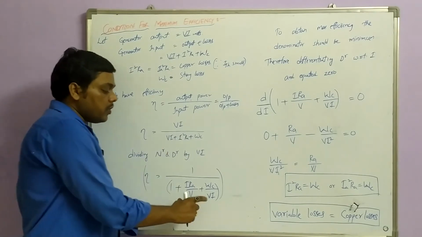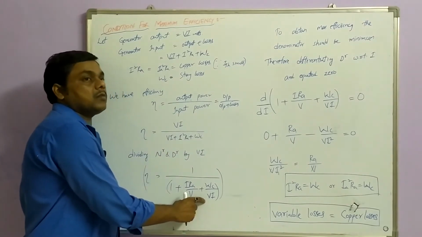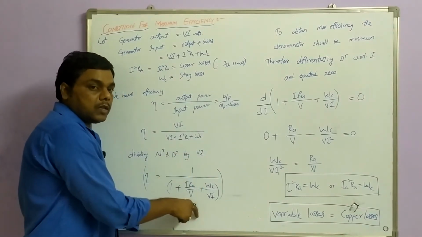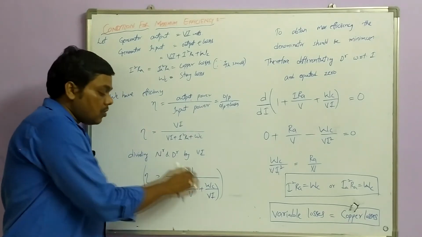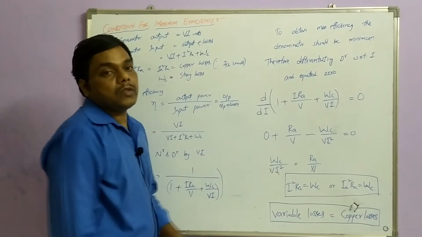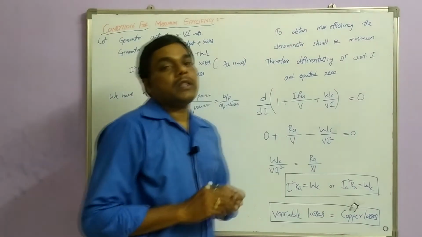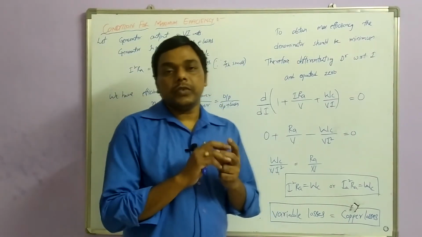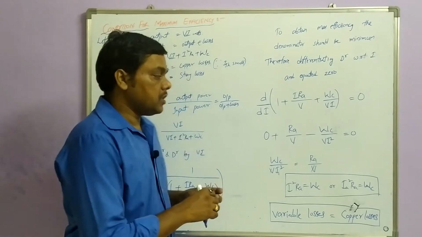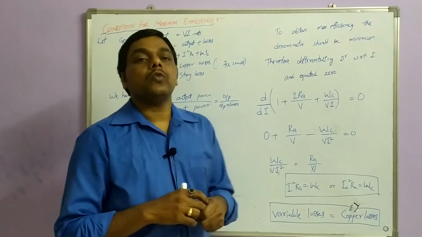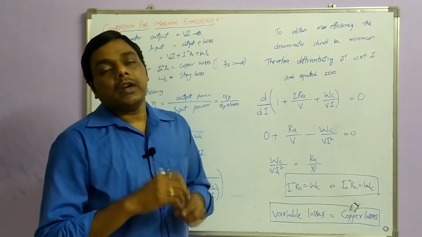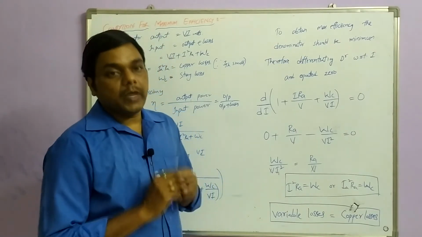Now how are we going to decrease this term? That means you have to minimize this, and the efficiency is going to be maximized. How is this term going to be minimized? For that, we use a mathematical method called differentiation. By differentiating this denominator and equating it to 0, we will get the condition for maximum efficiency.